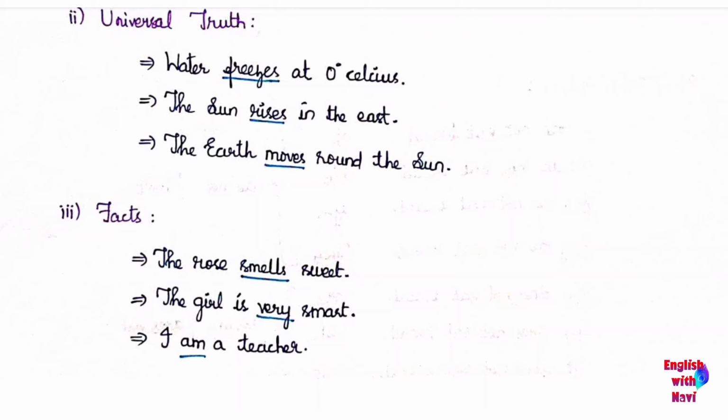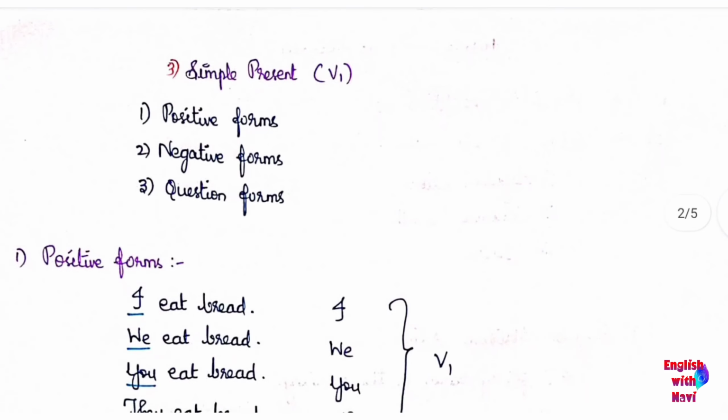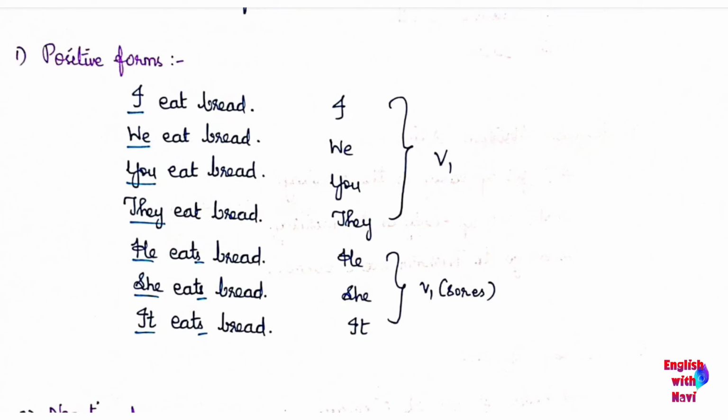Are you ready? I have divided this into three sections. What are they? Positive forms, negative forms, and question forms. We will go through each one step by step. First of all, let's talk about positive forms. Now, what is the formula of simple present tense? Of course, V1, right? That's what we're going to apply now.